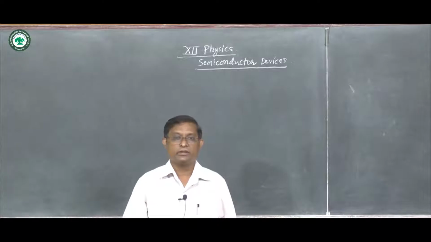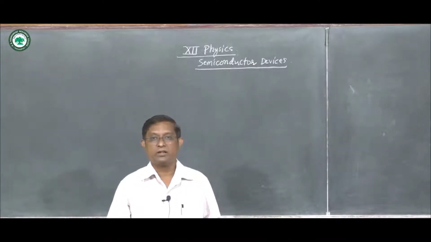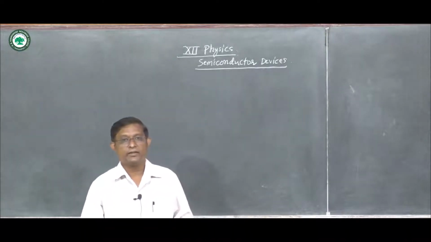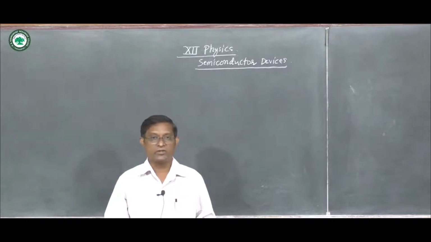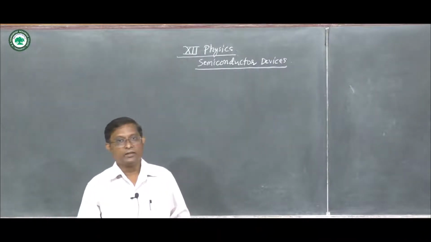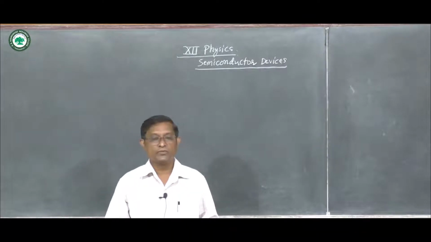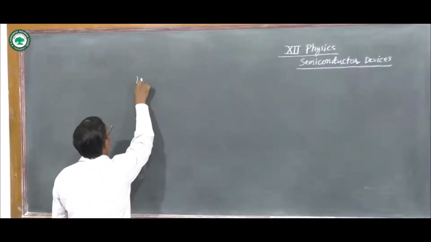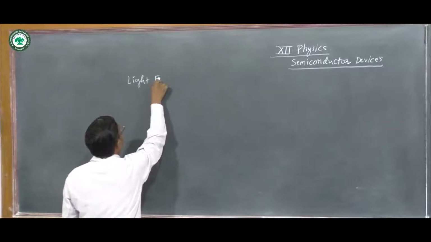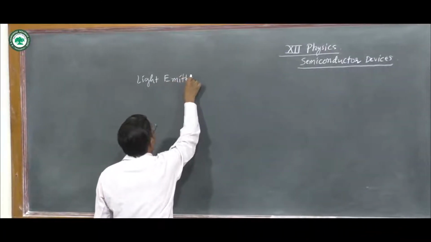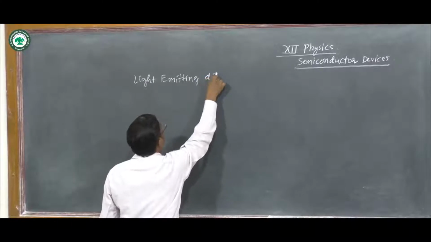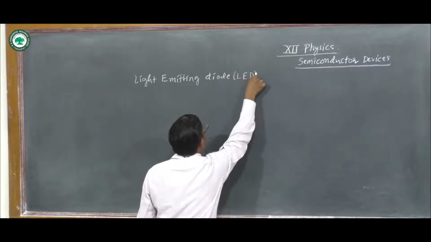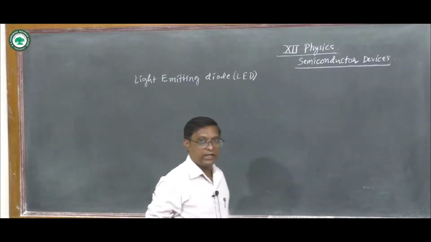Today we are heading towards part 4 of our chapter Semiconductor Devices. In previous lecture parts, we have seen the special purpose PN junction diodes, and among them there is one special purpose PN junction diode, which is the light emitting diode, commonly called the LED, which we use in our daily life.